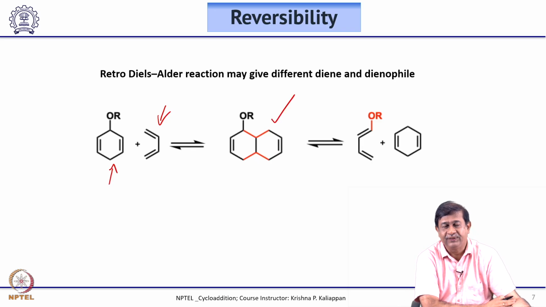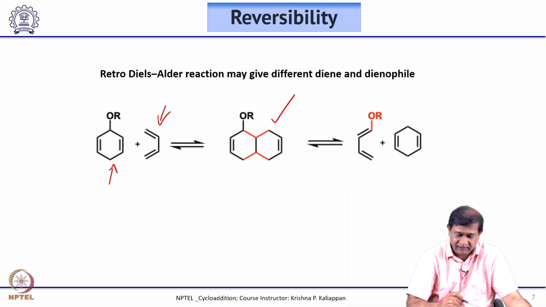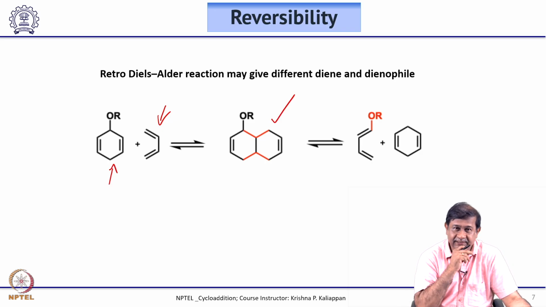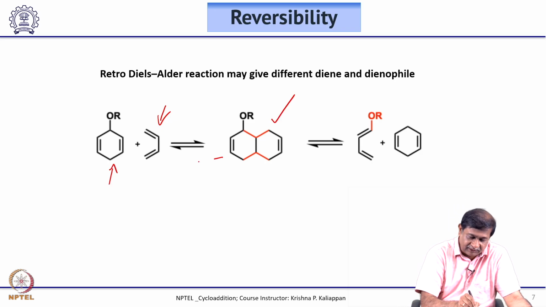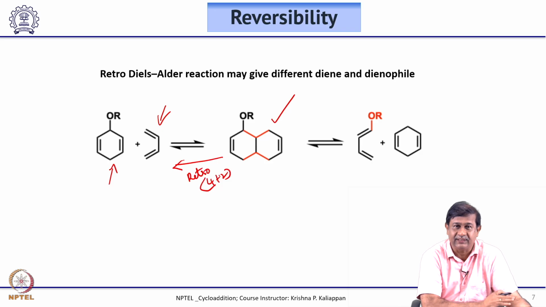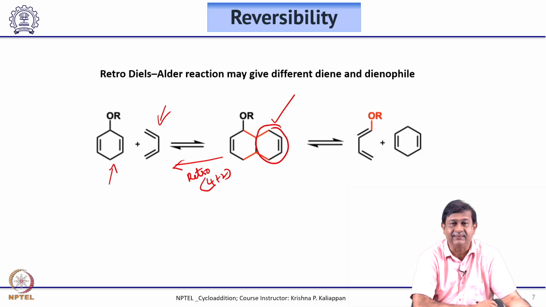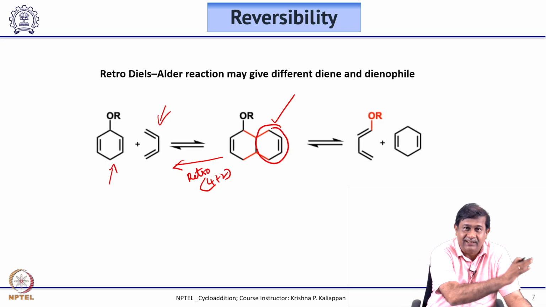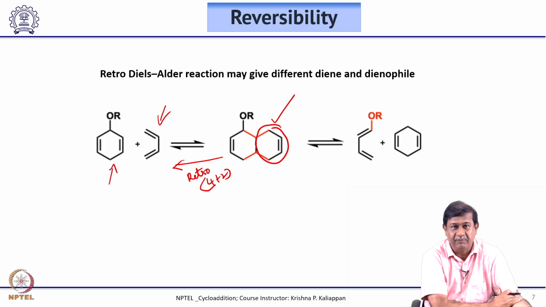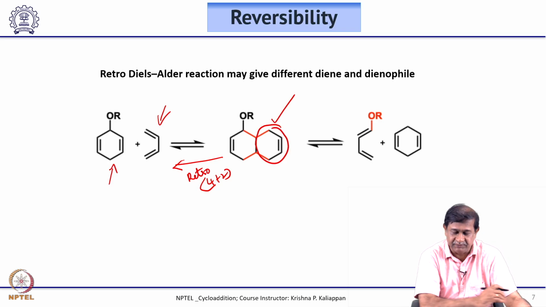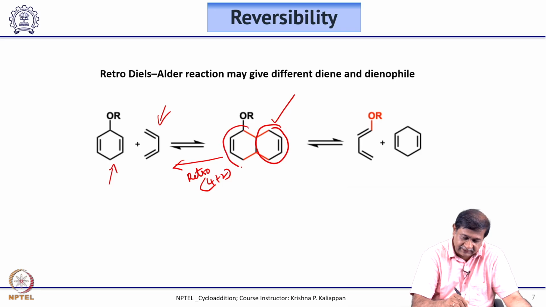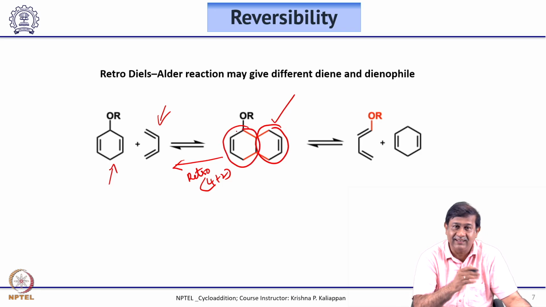Now, if you heat it further, there is a possibility that it can undergo retro 4+2, that is reverse of 4+2 cycloaddition, to get back to your starting material. That means this cyclohexene ring undergoes retro 4+2. But there is another possibility, that is the cyclohexene ring on the left hand side.